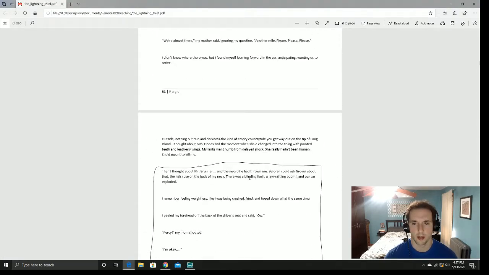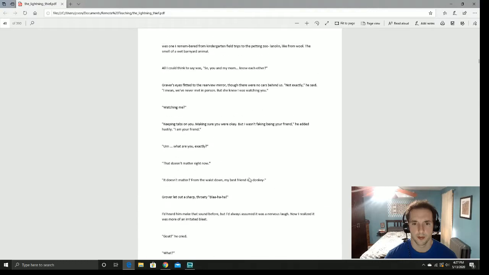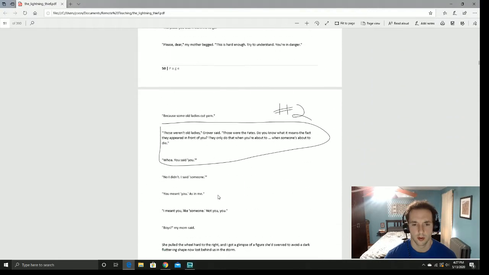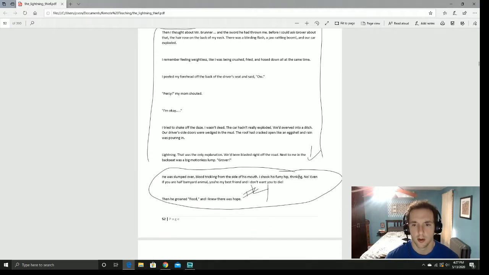This is way earlier in the chapter. Oop, not that far though. Aha. And so when I was talking earlier about needing to know what's happening in the chapter before this line in order to understand why Percy says what he says, we have to read all the way back. And so here's the line. It says, "He was slumped over, blood trickling from the side of his mouth. I shook his furry hip, thinking, no, even if you are half barnyard animal, you're my best friend and I don't want you to die. Then he groaned, 'Food,' and I knew there was hope."